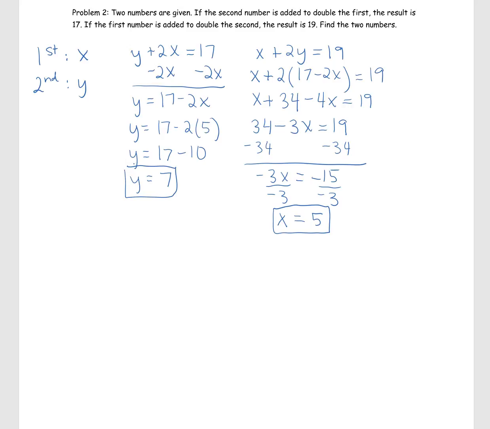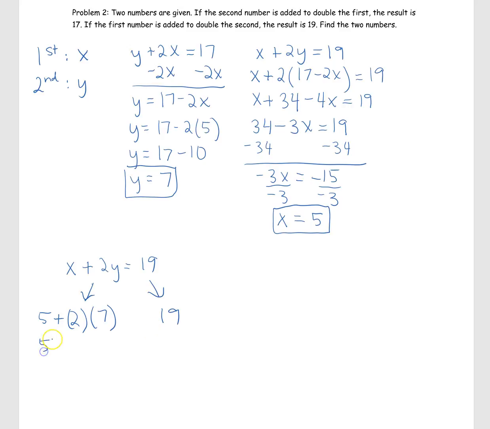And so now I want to check that these values I got are correct. So what I'm going to do is go back to the second equation, which I'm going to rewrite here, x plus 2y equals 19, and just plug in my x and y values that I got and see if my left side equals my right side of the equation. So on my left side, I'm plugging in 5 for x and 7 for y.